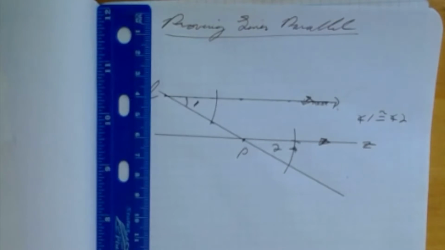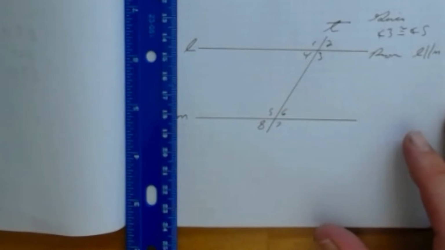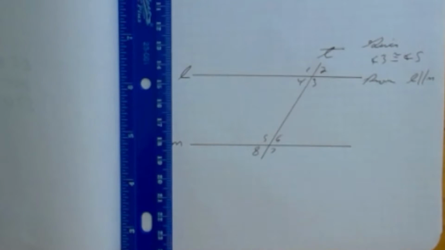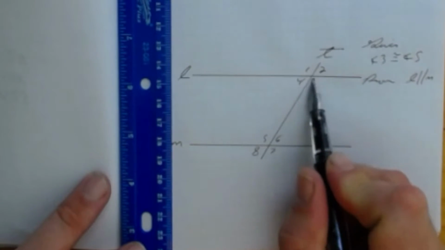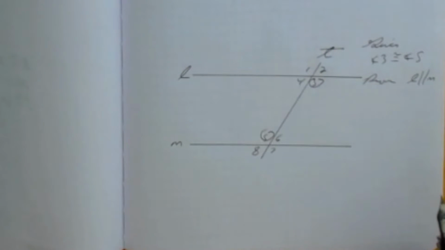It's a quick way, especially when you're dealing with tests, and I tell my students to put paper up to a computer to be able to do that. So what happens if I'm given two angles that are congruent to each other, like angle 3 and angle 5 in this new problem? If angle 3 and angle 5 are congruent, how can I prove that L is parallel to M?